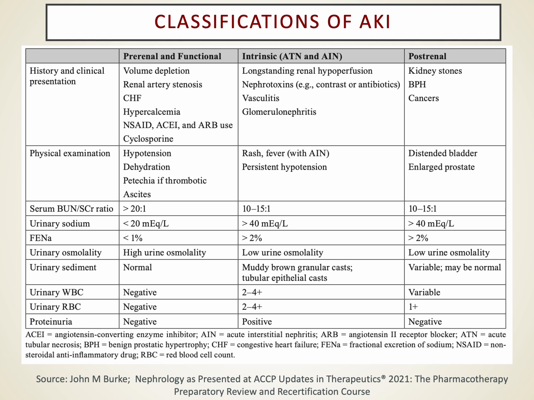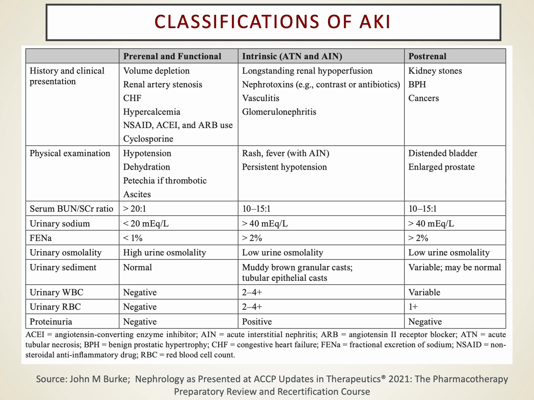Typically, what you're going to see in a pre-renal state is a high BUN to creatinine ratio, greater than 20 to 1. The urine sodium is typically going to be low, and we're going to calculate a fractional excretion of sodium. In the next slide, we have that formula. That's typically less than 1%.